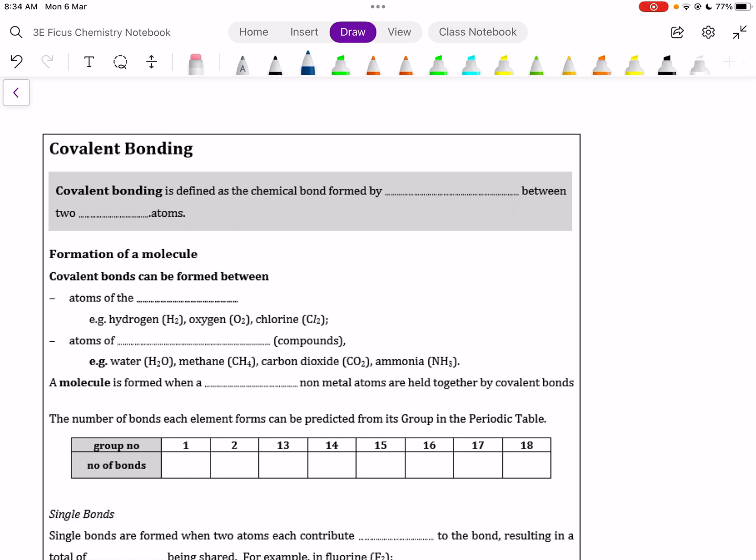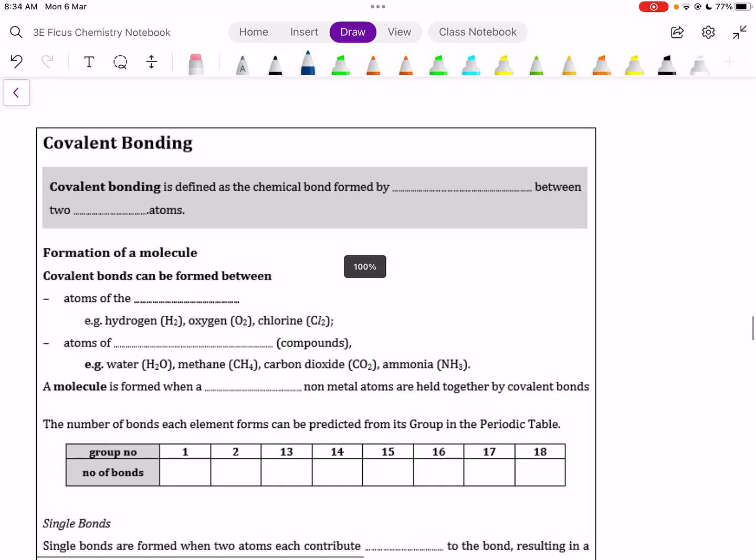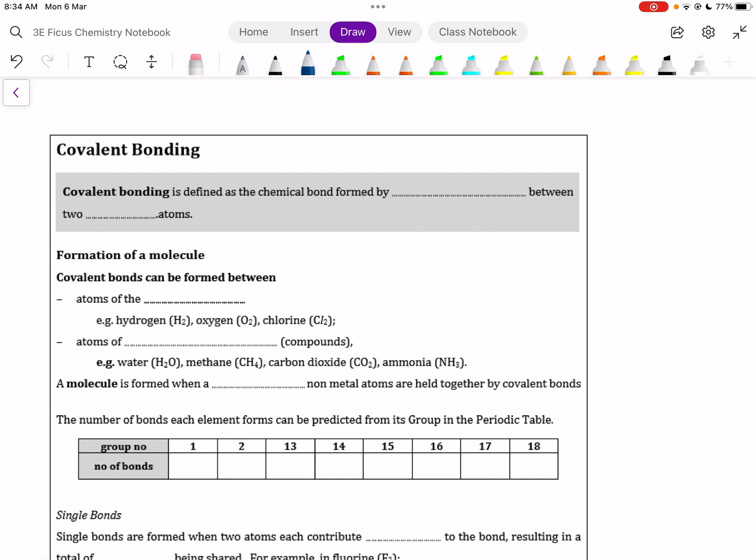Okay, for your covalent bonding. I think there's quite a couple of them. Covalent bonding is unlike ionic bonding. When you come back from your March holiday, perhaps I will show you some models. So covalent bonding is defined as the chemical bond formed by the sharing of electrons between 2 non-metal atoms.